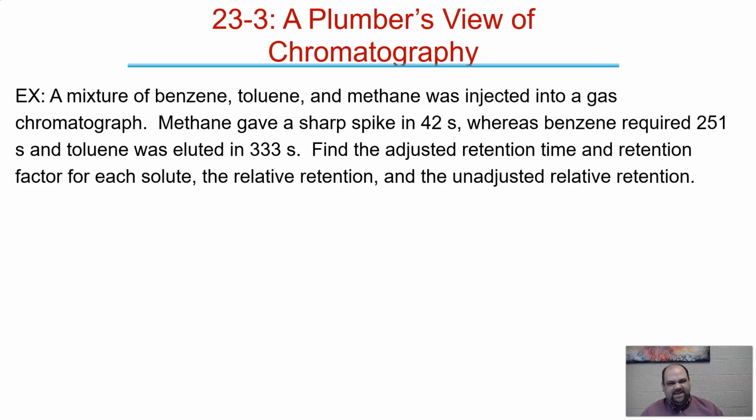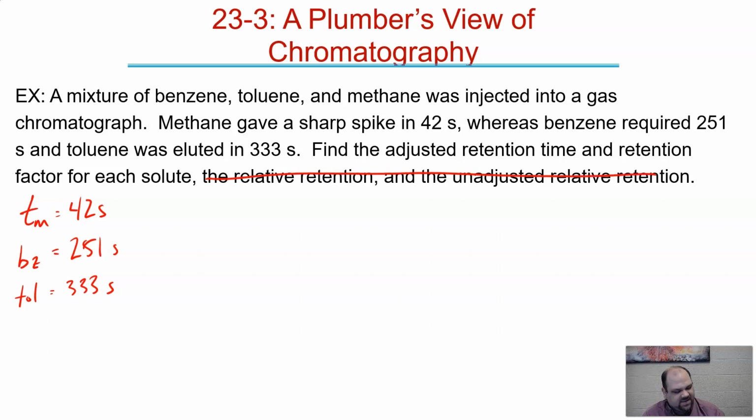We have a mixture of benzene, toluene, and methane that we inject into a gas chromatograph. Methane gives a sharp spike at 42 seconds, so that's going to be our marker. Right? And so I'm going to jot down here, Tm is 42 seconds. Our benzene required 251 seconds. Benzene, I'm just going to abbreviate BZ. And our toluene was 333 seconds. We're going to find the adjusted retention time and the retention factor for each solute.